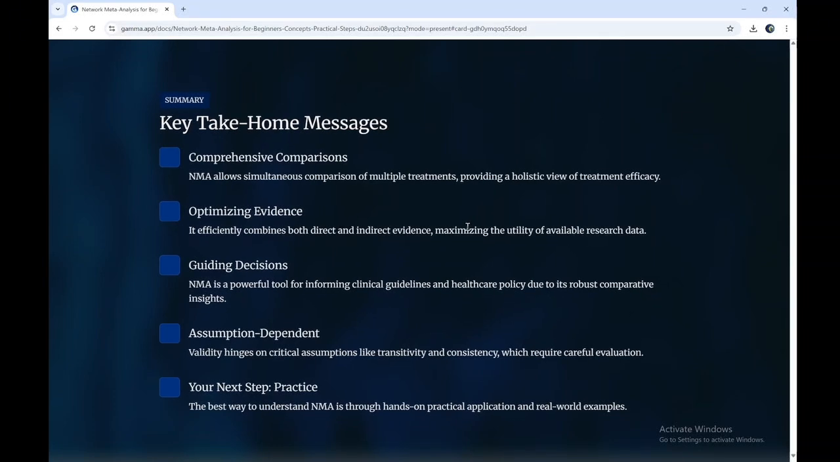So I want to use this opportunity to draw to a close this crash course and introduction to network meta-analysis. I'm going to be providing much more videos on how to get started with network meta-analysis practically, where I'm going to run you through R. Then from there, we'll get straight to action.